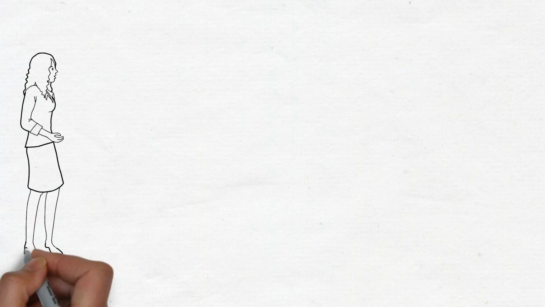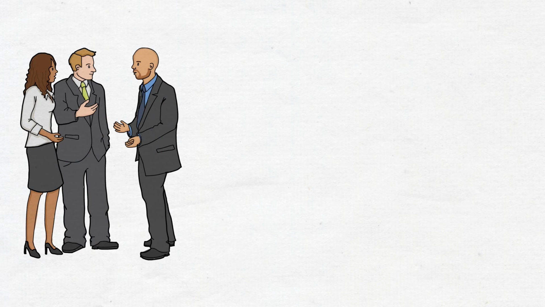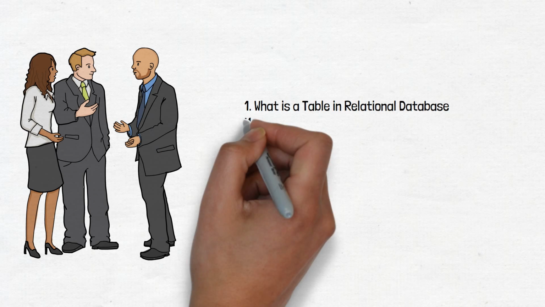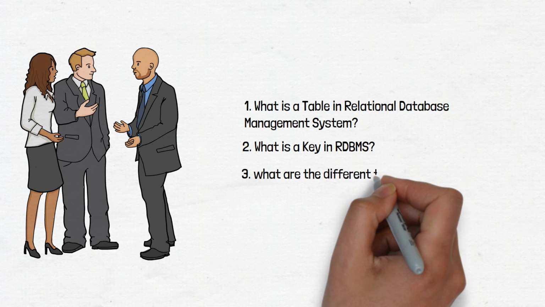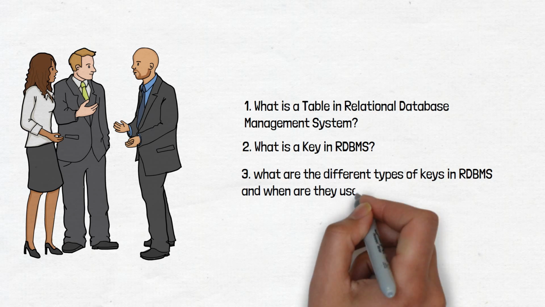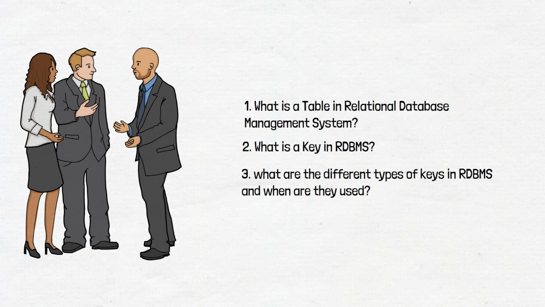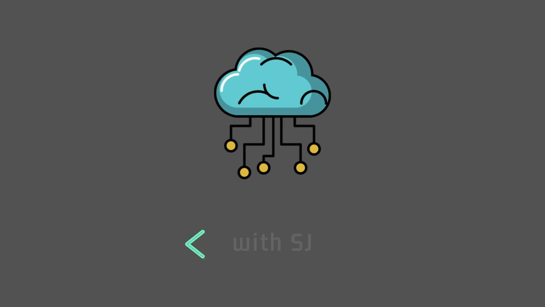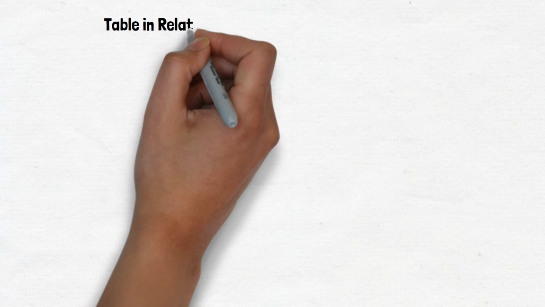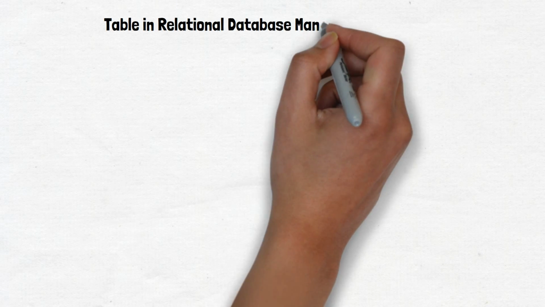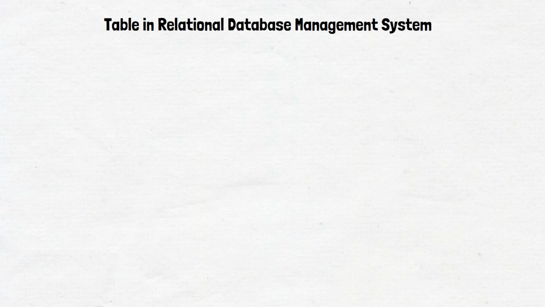In this video, we shall discuss: what is a table in Relational Database Management System? What is a key in RDBMS? What are the different types of keys in RDBMS and when are they used? So let's do this. Well, let's try to answer our first question. What is a table in Relational Database Management System?